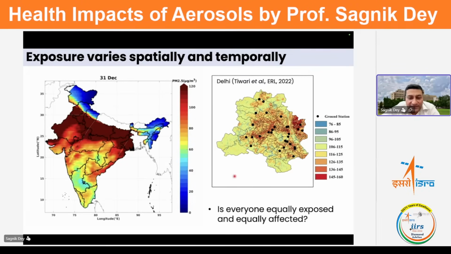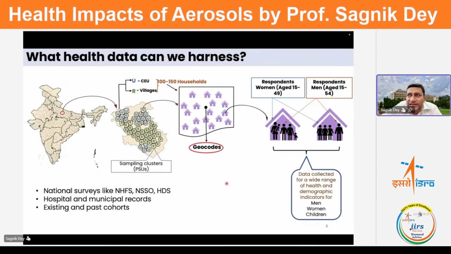Very large variations. So the question is, is everyone equally exposed and equally affected? We have answered the first question, that not everyone is equally exposed. Depending on where you live in a city, where you live in the country, your periodic or episodic exposure and long-term exposure will vary. Now we'll see whether everyone is equally affected or not. For that, as I said, you need to bring in health data.